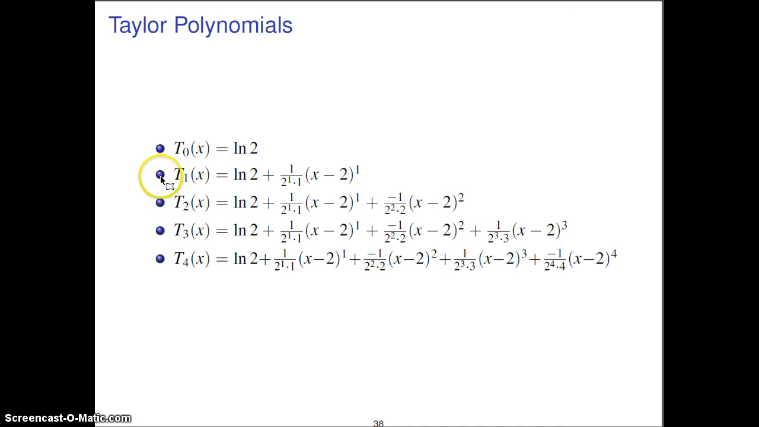Then if you go here, this is T sub 0, it's just the constant. T sub 1 is the Taylor polynomial of order 1 or degree 1 that only goes up to the x to the first power. Here's the next term, and here's the next term, and here's the next term. So this is T sub 4. And of course this continues, but I didn't write T sub 5, and so on.